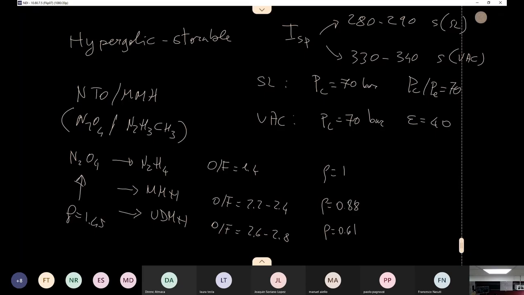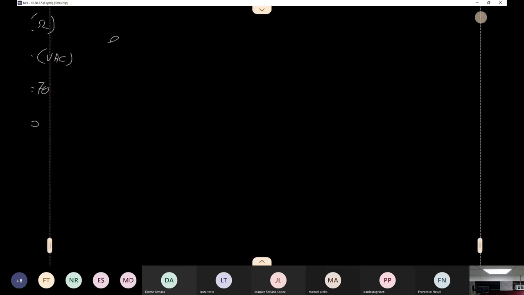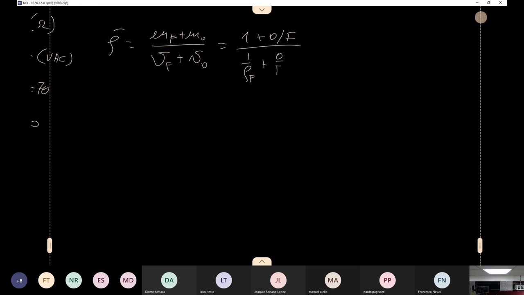So how do we evaluate the role of the different densities? We have introduced a quantity here that we can also use, from one side, as an average density of propellant, a quantity that measures the overall average density of propellant. That is the overall mass over the overall volume, for an oxidizer, and this is 1 plus OF divided by 1 over rho F plus OF over rho O.